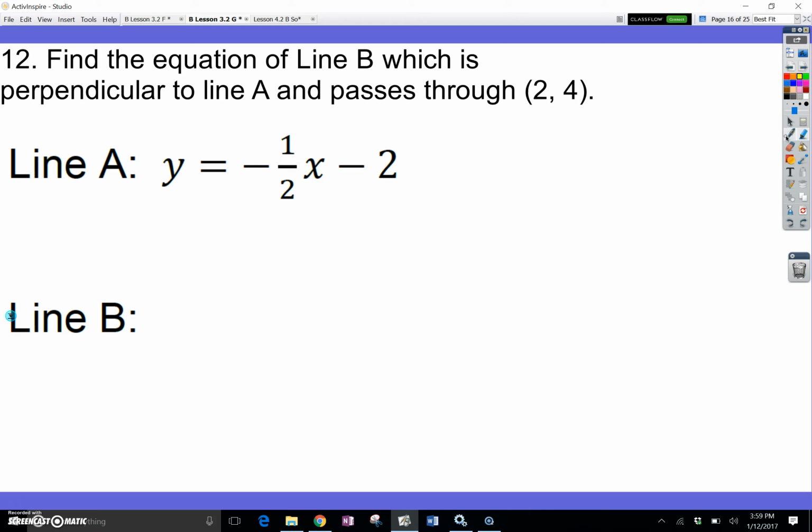Alright, so let's go ahead and look at this one now. Same idea. I have line A and I have line B. And line B consists of this point.